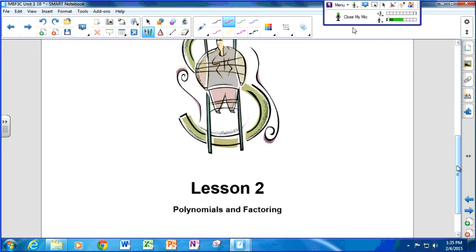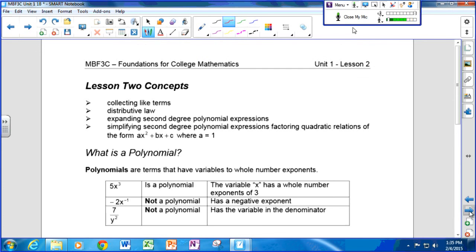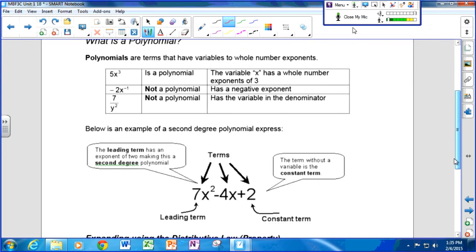Okay, so we're now on to lesson 2. That was a fairly lengthy tour through lesson 1, but we had some important things to get clear. The rest of it should help you. So lesson 2 is all about polynomials and factoring, and we're going to talk about what a polynomial is and why we factor.